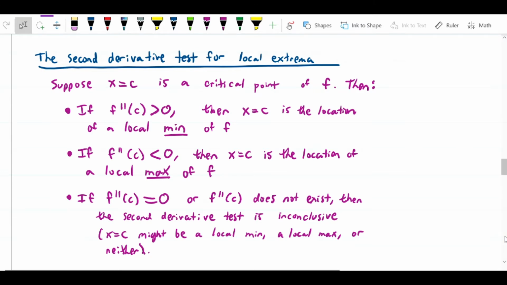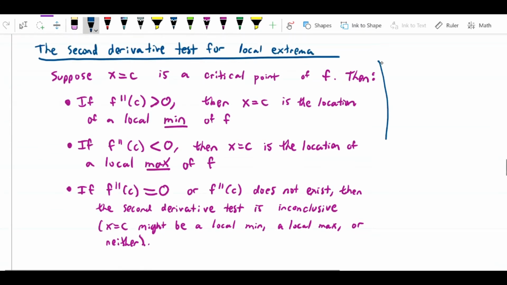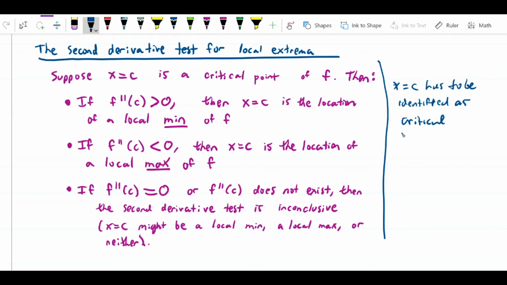By the way, before I move on, one thing that's worth noting is that x equals c has to be identified as critical because f prime of c equals 0, not because f prime of c does not exist. I'm not saying that if f prime of c doesn't exist, that c is not a critical point. It is. We saw what the definition of critical points is.